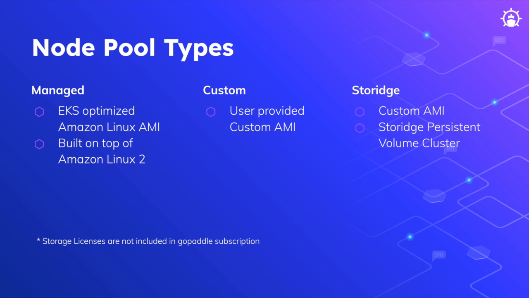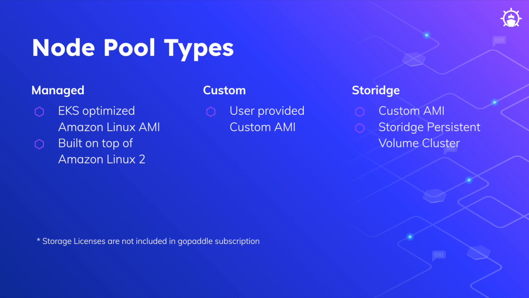Node pools, as you know, are a logical grouping of nodes within a cluster that share the same set of configurations. gopaddle supports three types of node pools. First one is the managed node pool that comes with the default EKS optimized Amazon Linux AMI. These are similar to the node pools that are provisioned directly from the AWS console. We call these node pools managed, as AWS maintains these Amazon machine images.